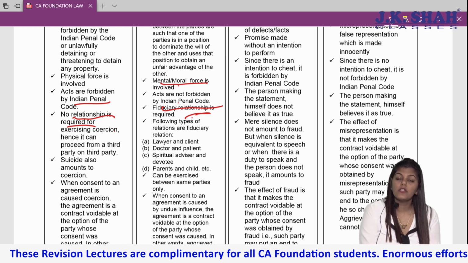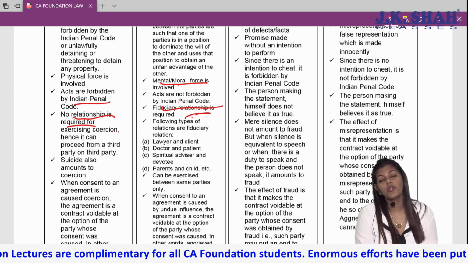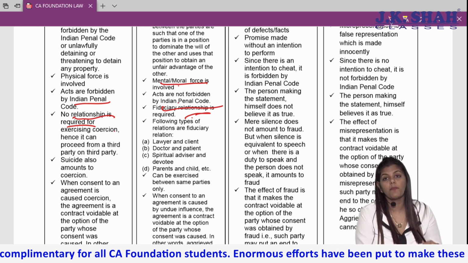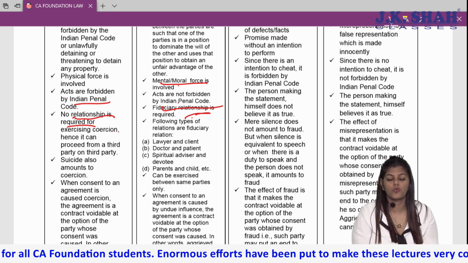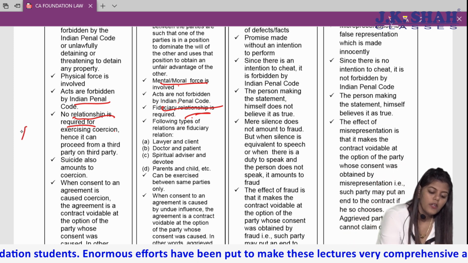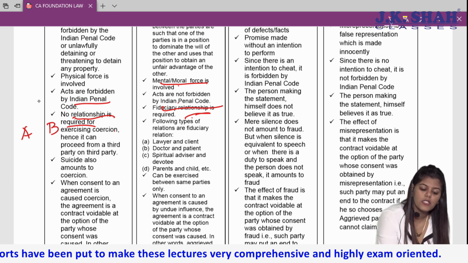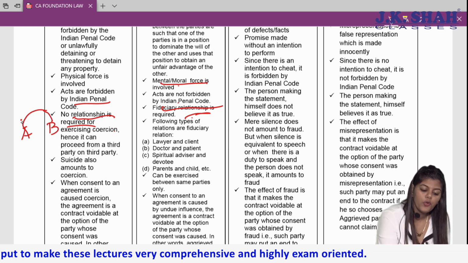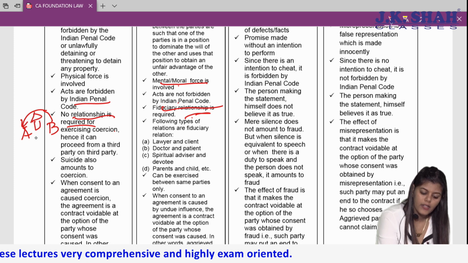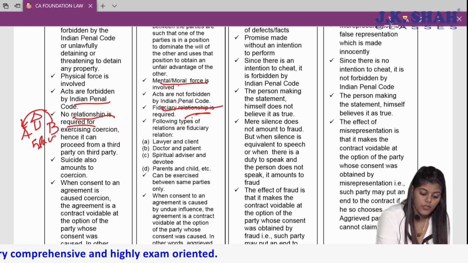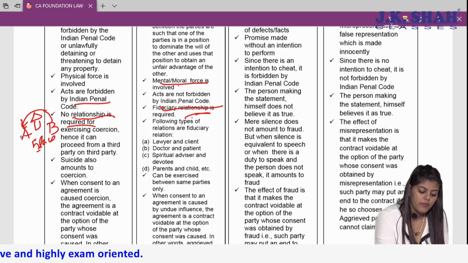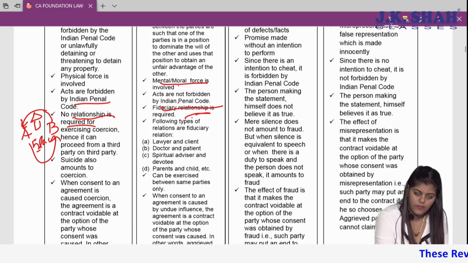And since in coercion you don't require any relationship, coercion can happen by third party on third party also. For example, A and B. A is telling B, if you don't sell me your house for 5 lakhs, the house is actually worth 5 crores, A is telling me, if you don't sell me your house for 5 lakhs, I will kill you. This is what is happening between A and B, okay.